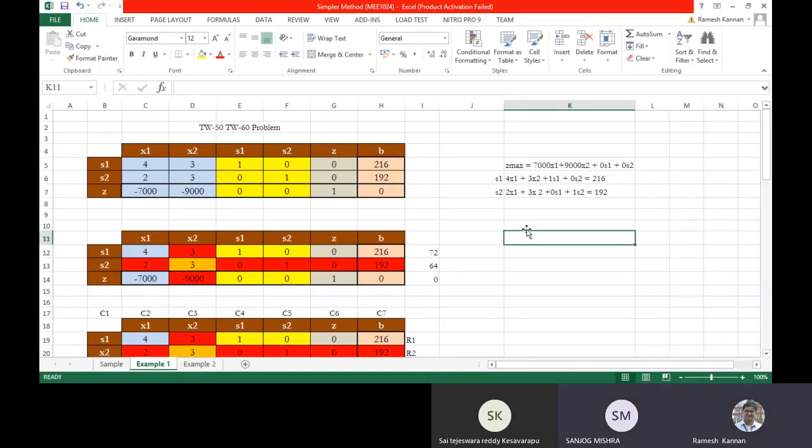You can give it a try when you are free. I have in fact uploaded this Excel file also. You can go through that whenever you're free.